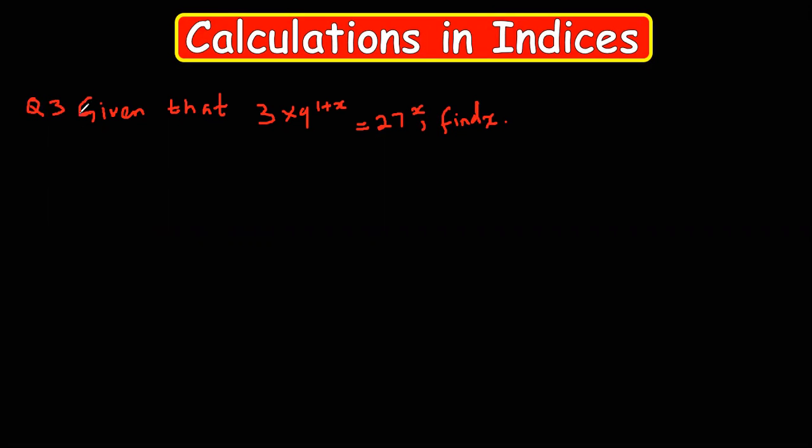So let me bring the work in here. This is given. Solution. So here we have 3 times 9 raised to the power of 1 plus x, and then 27 raised to the power of x. We are going to look for our missing friend, which is x. So I think this is minus x.